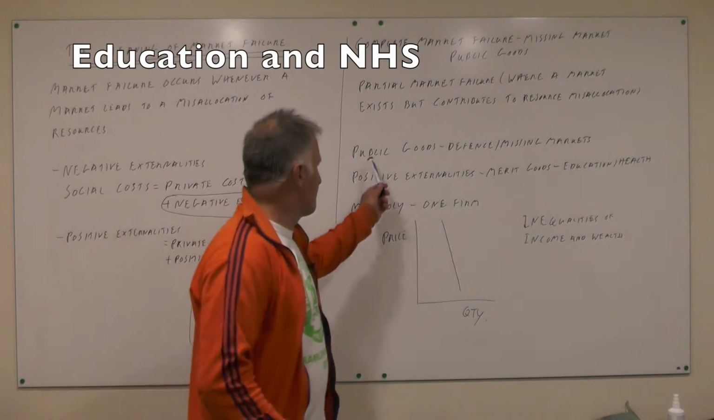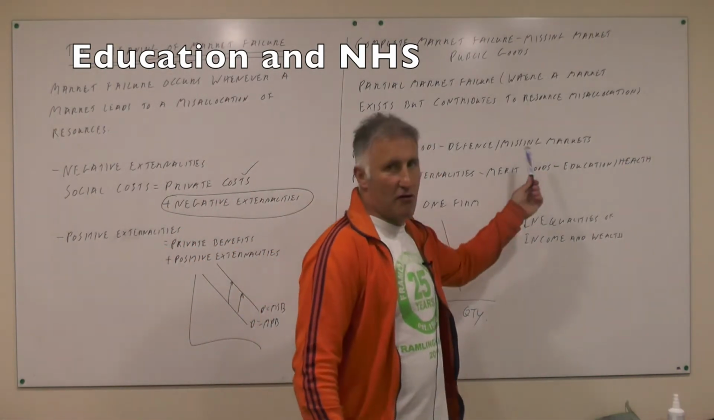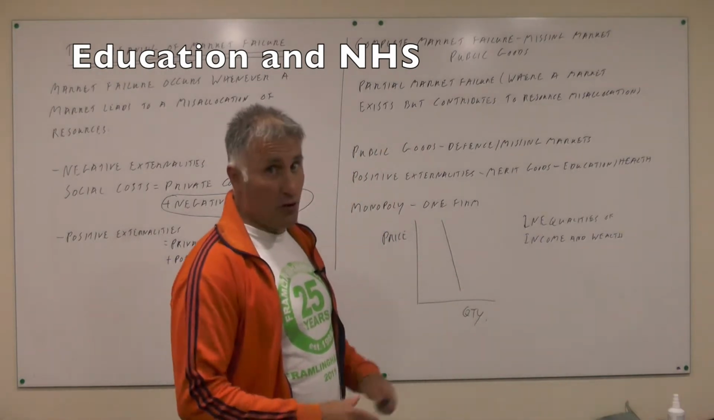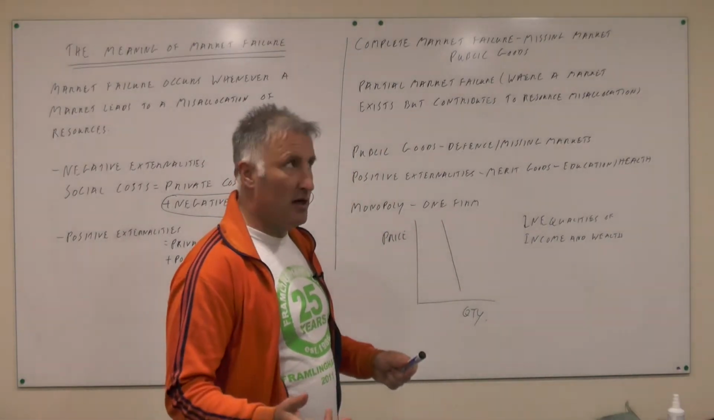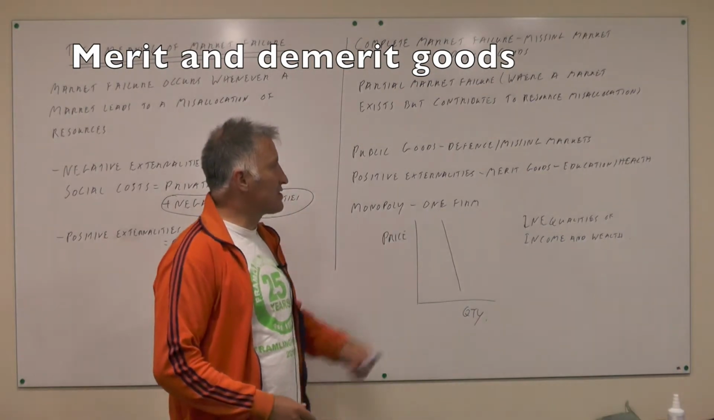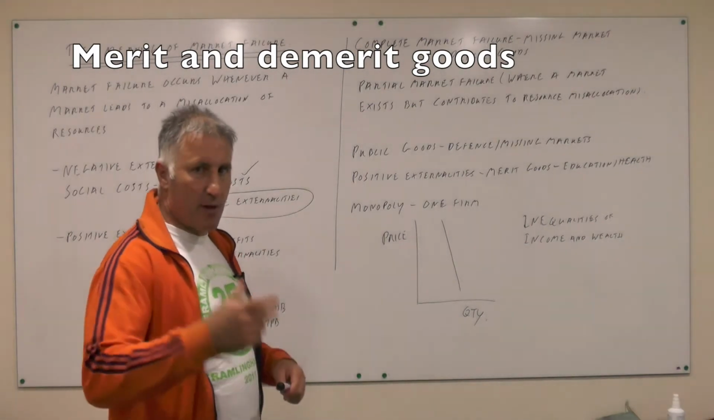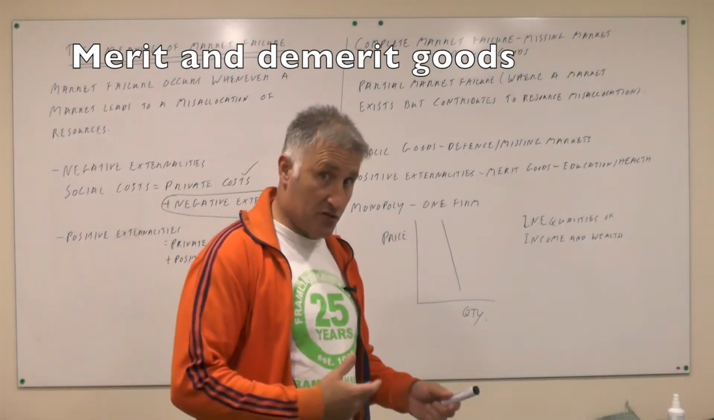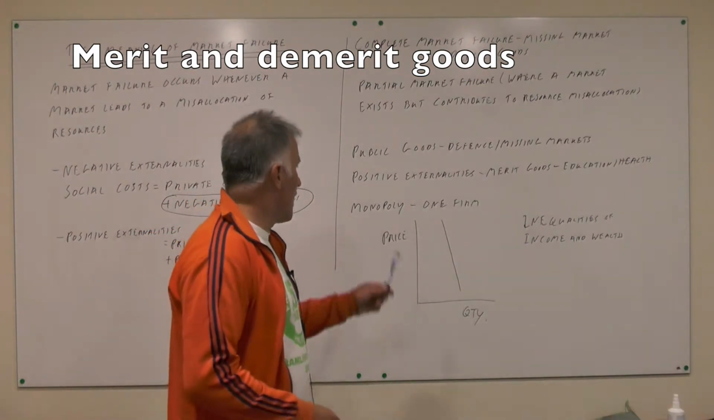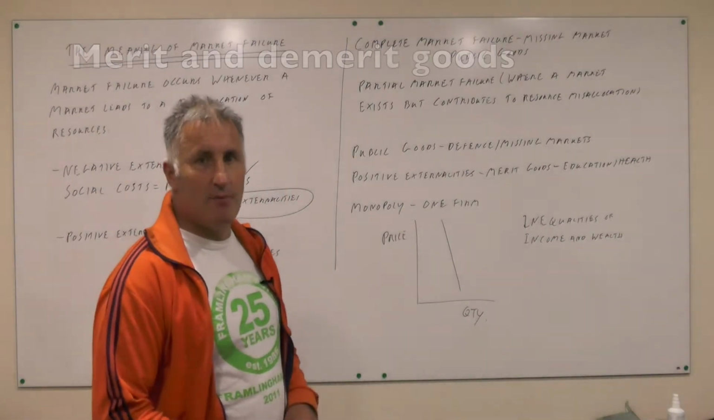A public good, things like defence I've just spoken about, and we say the market is missing. There is no market for that good. Or they always use the example of street lights or a lighthouse. A positive externality is a merit good, things like education or health, because it'd be a benefit to a third party, as I've just outlined. A negative externality, which I haven't written down on here, is called a demerit good.